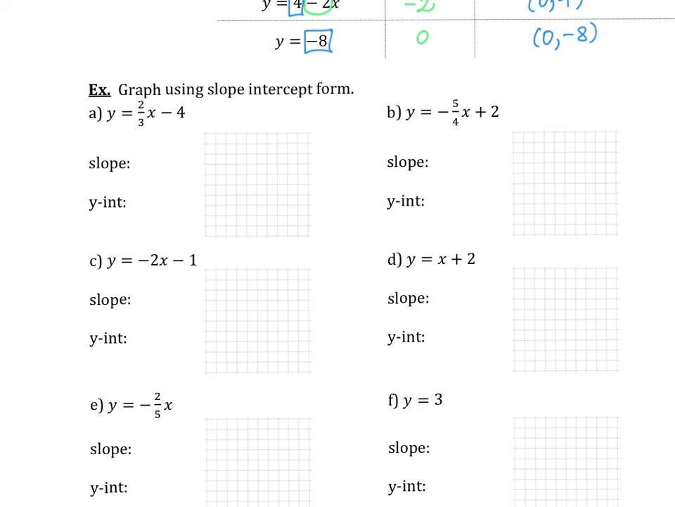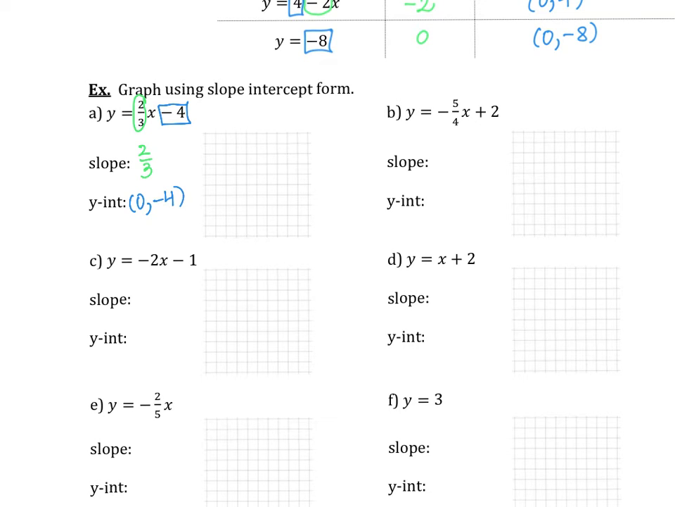Now we're going to try to graph using slope-intercept form so we can see how having the slope and the y-intercept is enough to make a really good graph. Before I even start the graph, I'm going to identify the slope and the y-intercept. It says y equals, so it's in slope-intercept form. The number with the x is 2/3 x, so the slope is 2/3. With the minus 4, my y-intercept is 0, comma, -4.